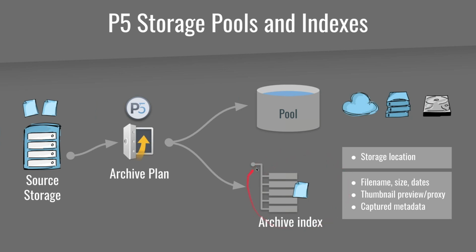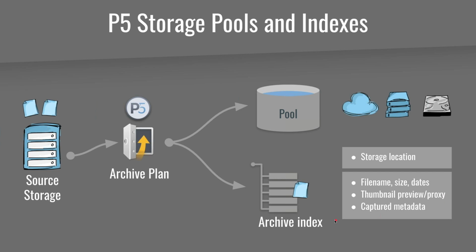And the archive index, which is the database which P5 maintains, keeps track of every file that's been archived. And it does this through keeping track of the storage location. So which disk, which tape did we put the file on, which block within the tape, and so on. And then we track metadata, which is this second box.